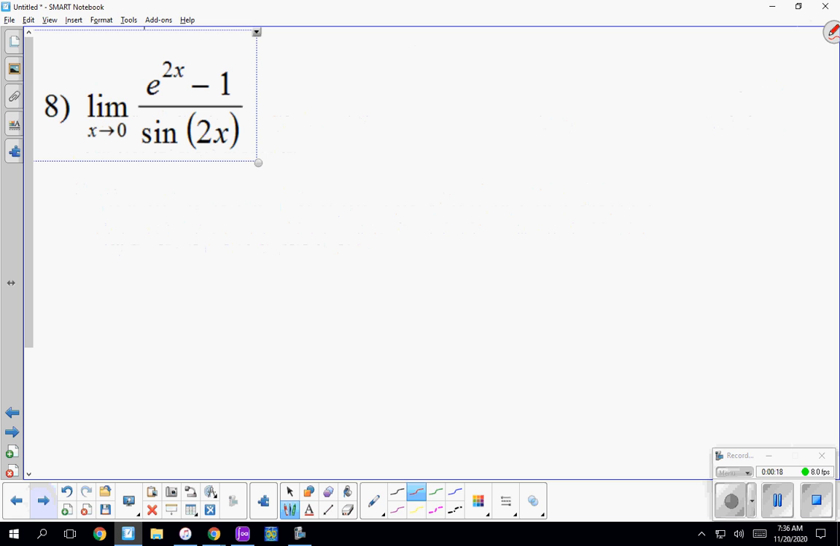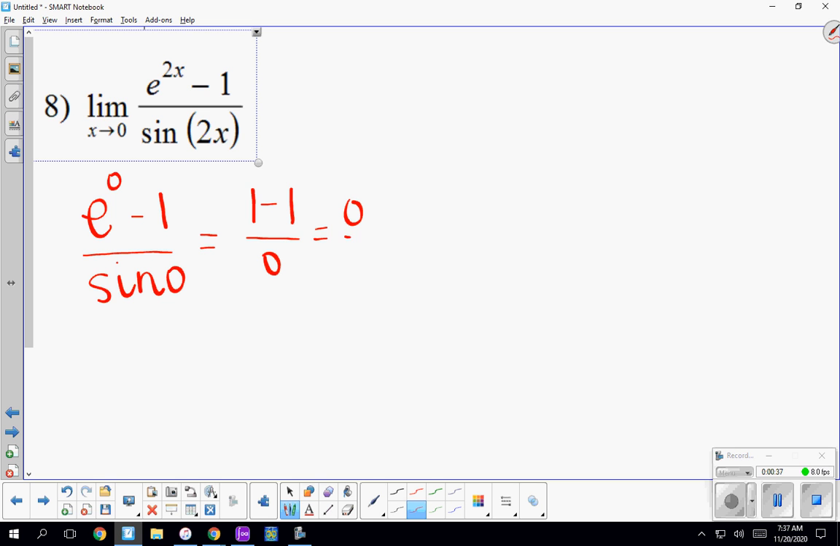So with L'Hopital's rule, remember our directions are to find a limit. On the AP test, this is usually going to work on any limit problem. So remember, we always try direct substitution. When we do that, we get e to the 0 minus 1 all over the sine of 0. If we evaluate that, we're going to get 1 minus 1 over 0, which is 0 over 0. When we get some type of indeterminate form, remember this means we cannot determine it. That means we can apply L'Hopital's rule.